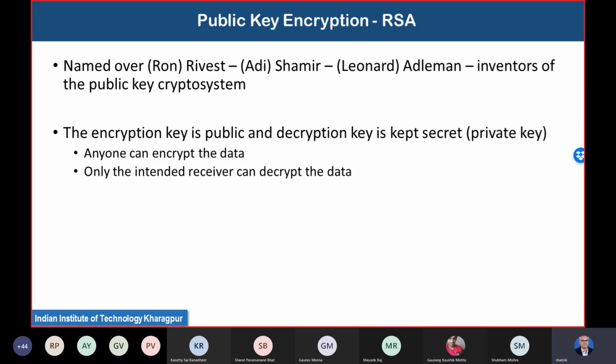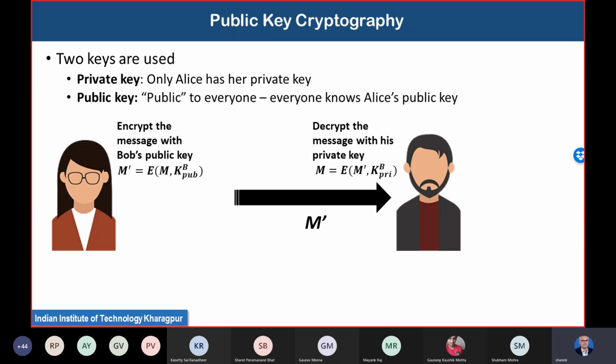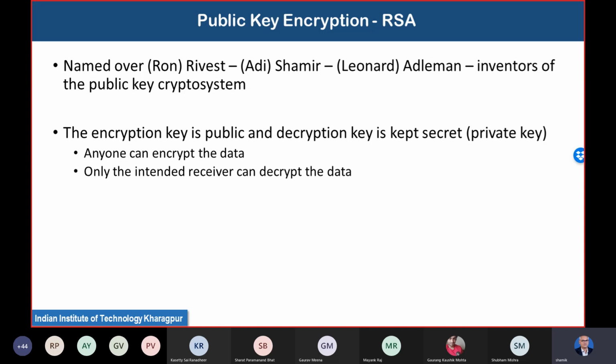So there are various public key encryption algorithms, including RSA, named after Rivest, Shamir, and Adleman. And as we have already seen, the decryption key is the private key, which is kept secret, and the encryption key is public, so anyone can encrypt the data. Like here Alice could encrypt, so I could have also encrypted the data with Bob's private key, I'm sorry, Bob's public key, and Bob would have been able to decrypt that, and only the intended receiver can decrypt that data.